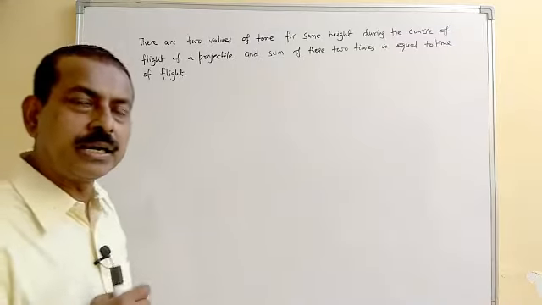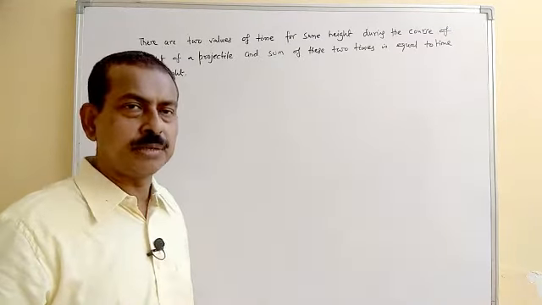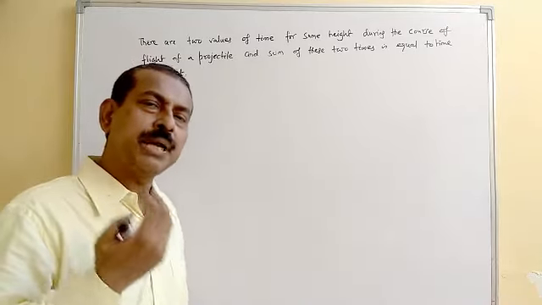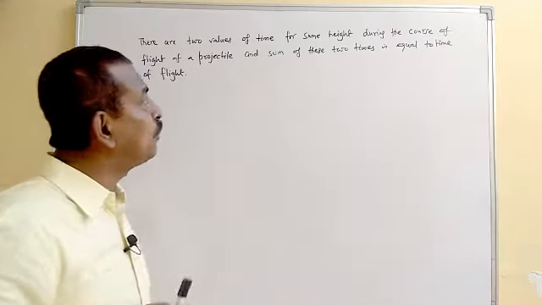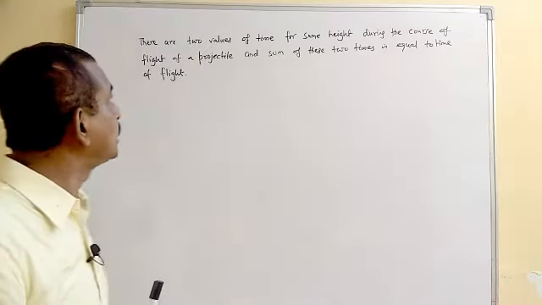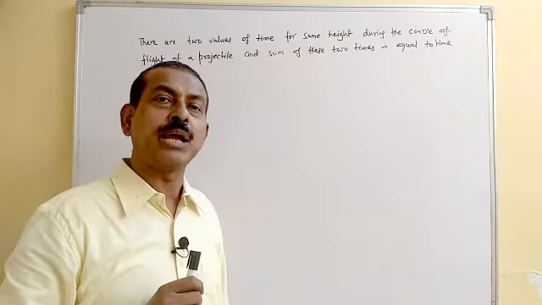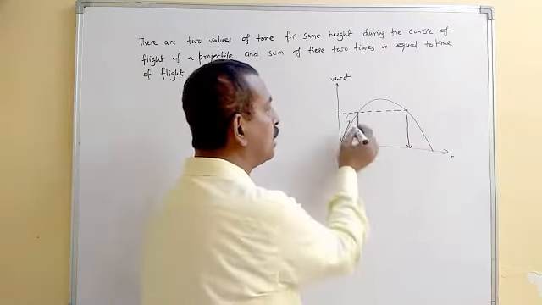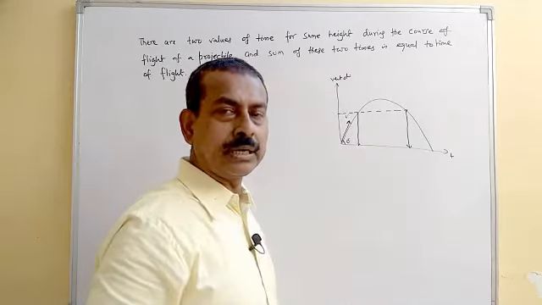This is another one which is often asked, either to prove it or show it in a given numerical problem, or sometimes as a conceptual type question also. There are two values of time for the same height during the course of motion of a projectile, and the sum of these two times is equal to the time of flight. Suppose this is the path of the projectile, thrown with velocity v at an angle theta with the horizontal direction.